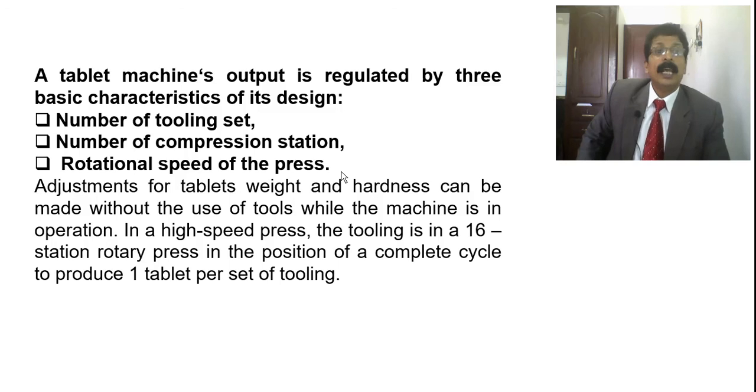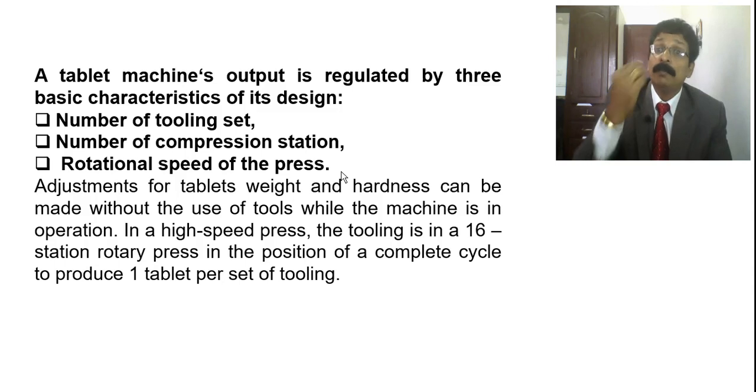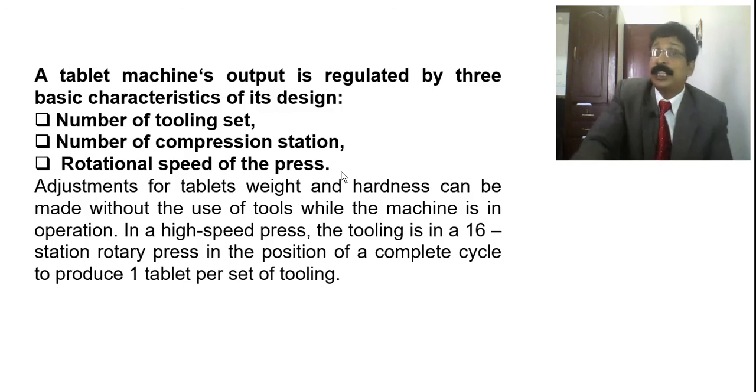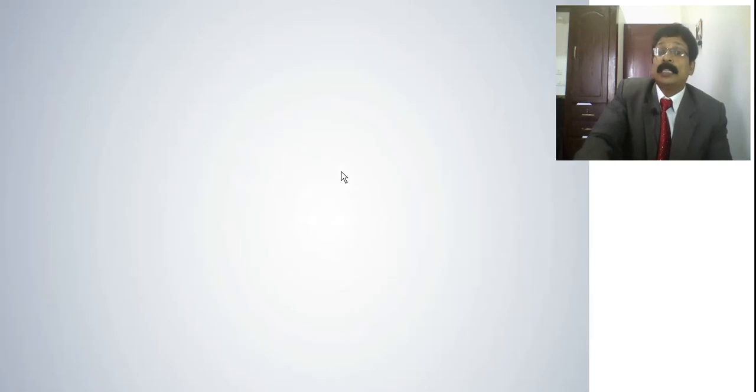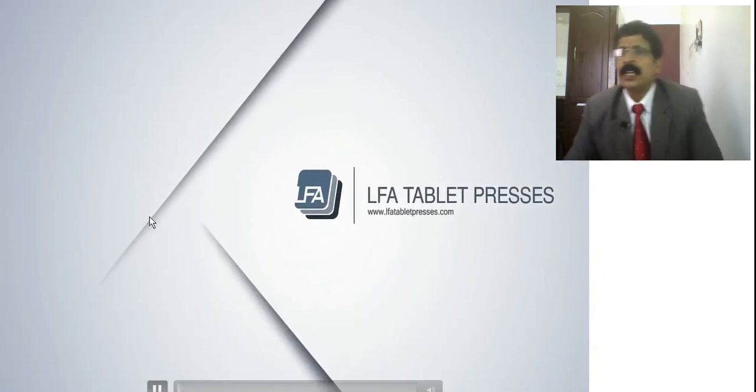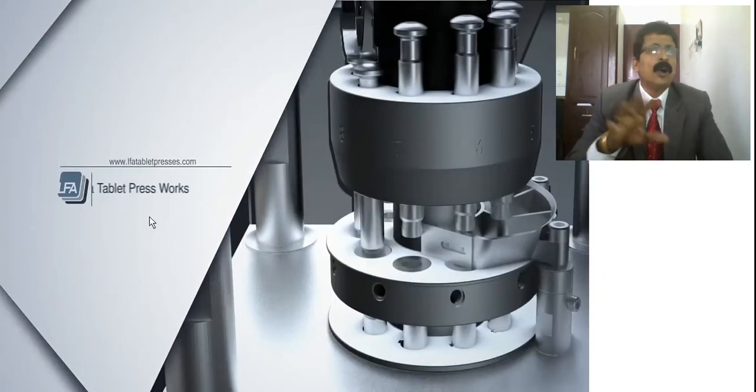In a high speed press, the tool in a 16 station rotary press is in position for a complete cycle for producing one tablet. But as I told, per second 30, 40, 50 tablets will be produced. But for one tablet, 16 punches have to be involved. That is one experiment. We have made one example in this, and you can see just a video, so that it will be easy for the students to know what is happening there.